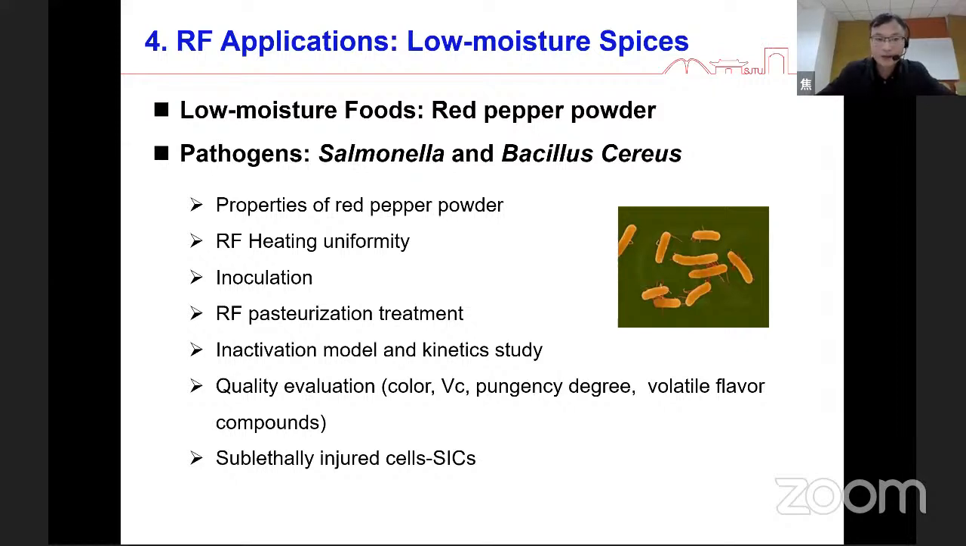And we see the inactivation efficiency, and we also developed the inactivation model, and we did the kinetic studies, and we also evaluated the quality changes after the alpha heating process. And this is the last part of our work. We evaluated whether or not there will be sublethally injured cells after the alpha heating process. No one noticed this issue before. So we first did this part of the work.